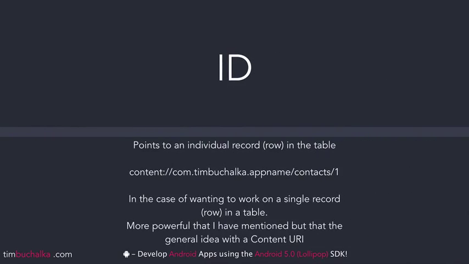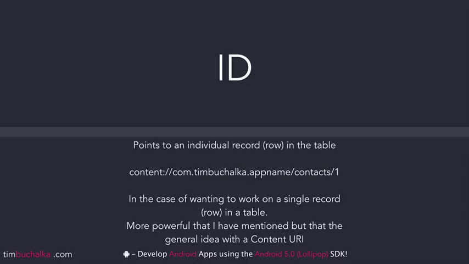And the last component is the ID. This is where you want to point to an individual row or record in the table. That would be in a case where you wanted to edit an existing record, edit an existing person, for example, in the contacts table. You would pass the ID. So it's a case of really wanting to break it down to work on a single record.